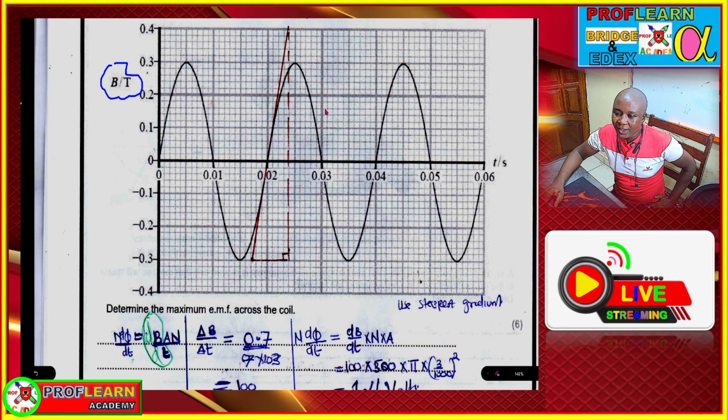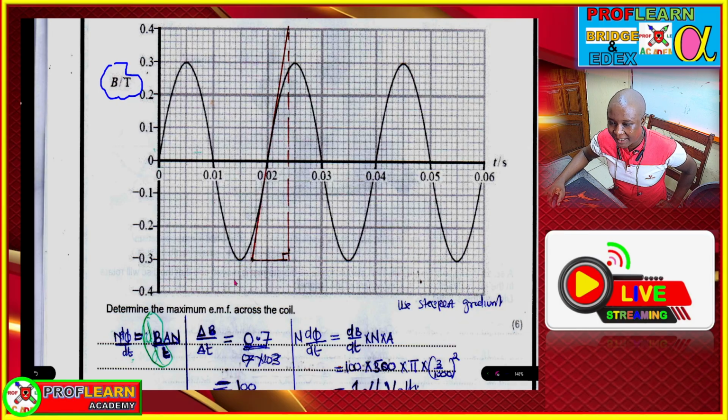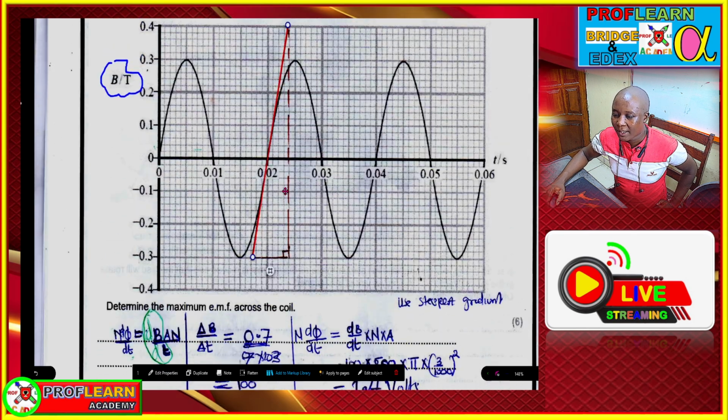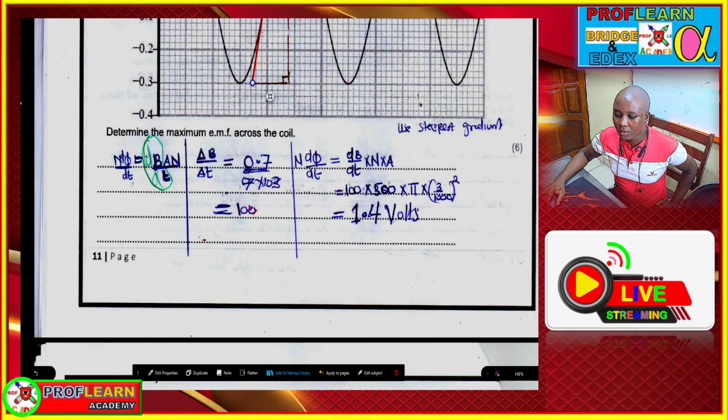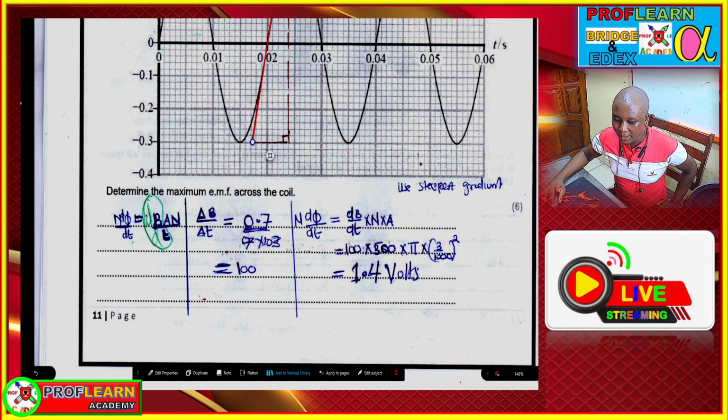The rate of change of magnetic flux linkage is the EMF induced. The section you're going to use to find the gradient is the section that will provide the largest gradient. If you look at this section here, this is where we can get the largest gradient, and that's why I identified it. I drew my tangent for that curve. Then I worked out the gradient of this line, which I got as 100.